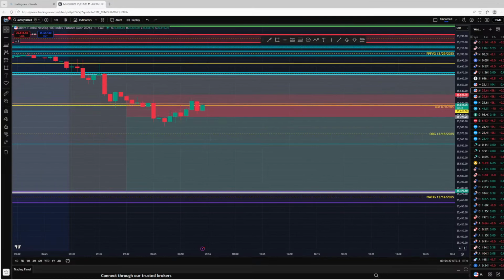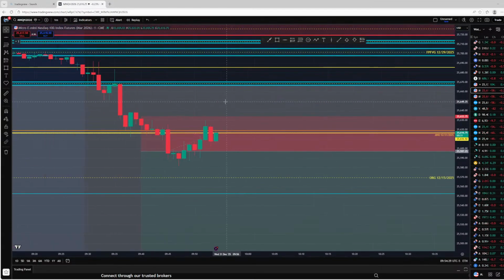It's probably going to stop me because I'm now looking and realizing that the first presented fair value gap from today is up here. So it may want to go up there and retest this right now. So we're going to see.